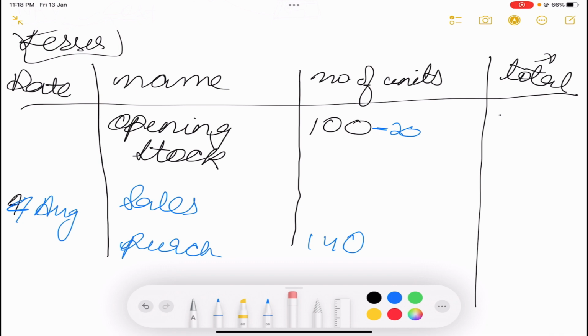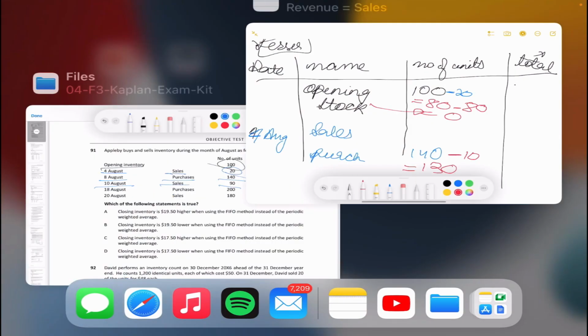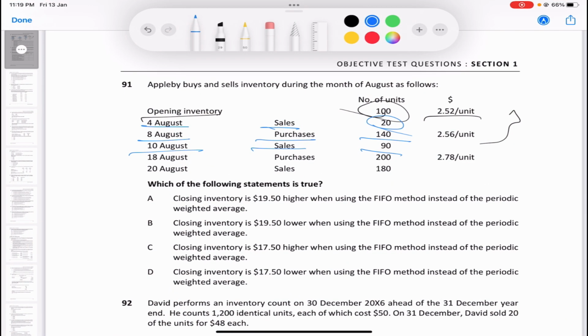So here how much is left? 100 minus 20 is 80. We need to make a sale of 90. So from here we minus 80, so my opening stock becomes 0. And the balance 10 I minus from here, so this becomes 130. No doubt, that's what we used to do in first in, first out.